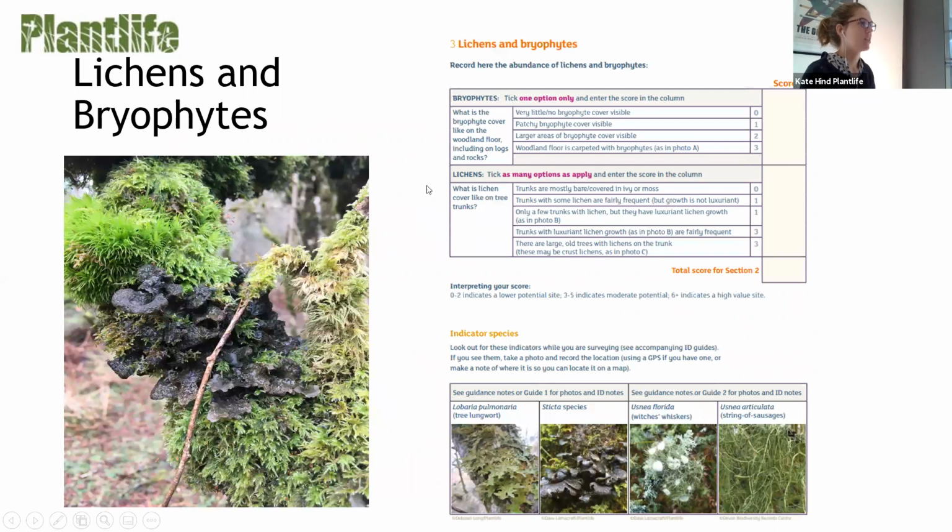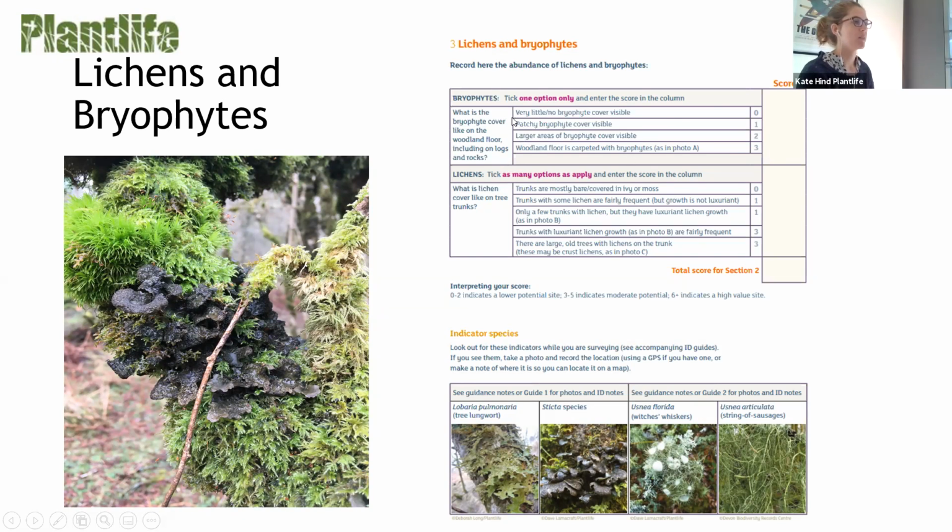The next section is about lichens and bryophytes. And I think this bit can sometimes put people off because they're worried they need to identify everything, but we're not asking for that. We want you to look at the abundance that you can see in the woodland. So for the bryophyte section, which is predominantly going to be mosses that you're spotting, we want you to just say what the abundance is, and you just tick one option here on the survey.